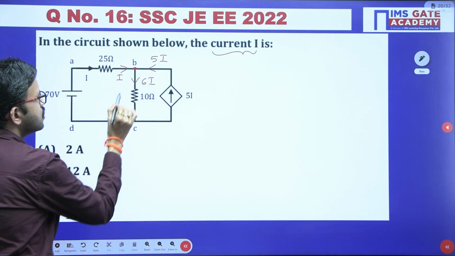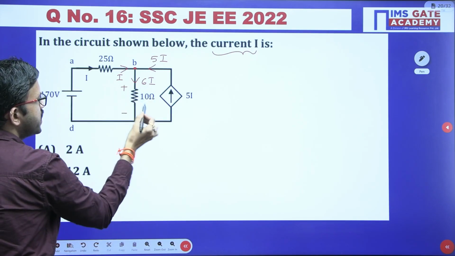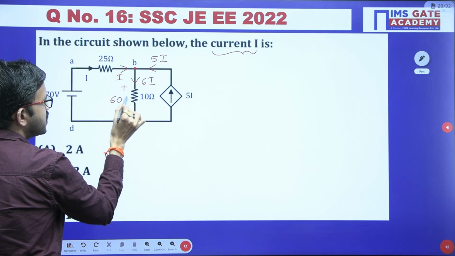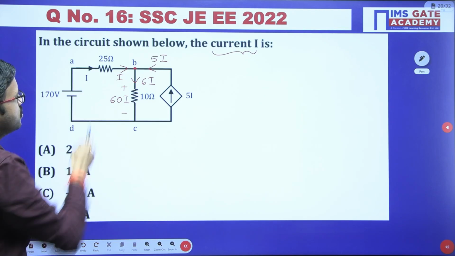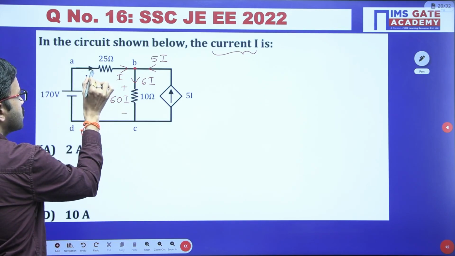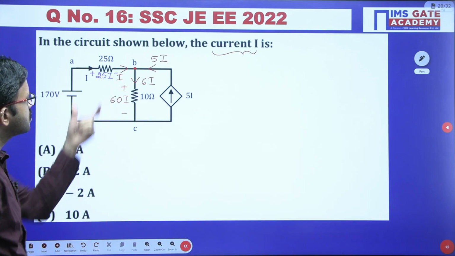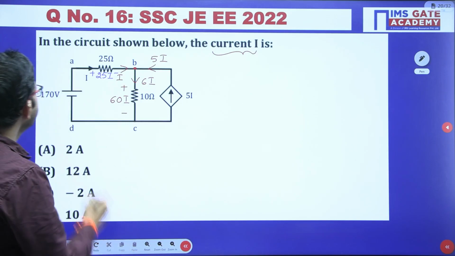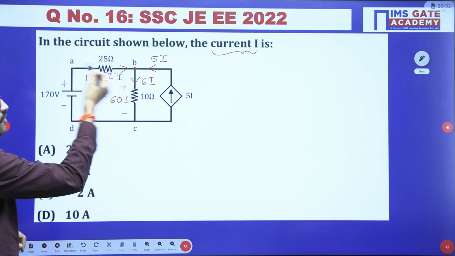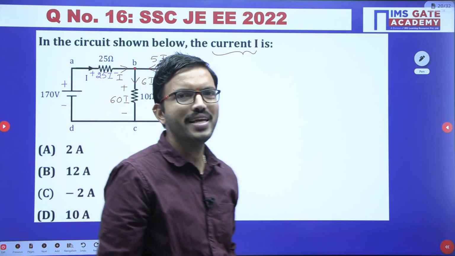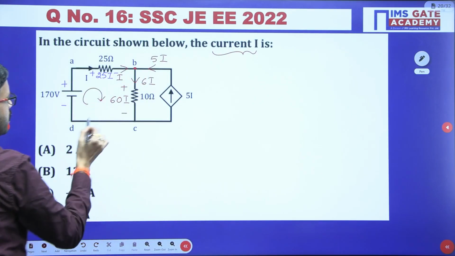Now the moment you know the current and you know the resistor, you can apply Ohm's law. 6I into 10, that is nothing but 60I. That is the voltage drop across the 10 ohm resistor. Now you know the current, you know the resistor, so here also you can apply Ohm's law. By using that you get the voltage drop across this resistor as 25I. Now you have these three elements, forming a loop or closed path. Now we can apply KVL, that's all. So now you can apply KVL around this closed path.